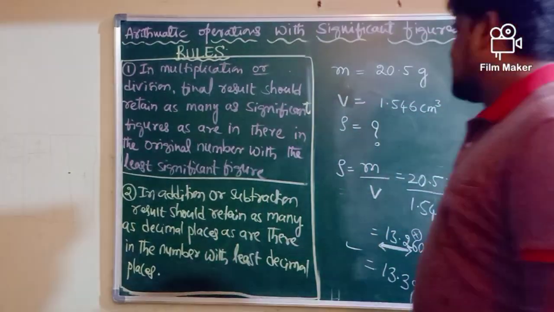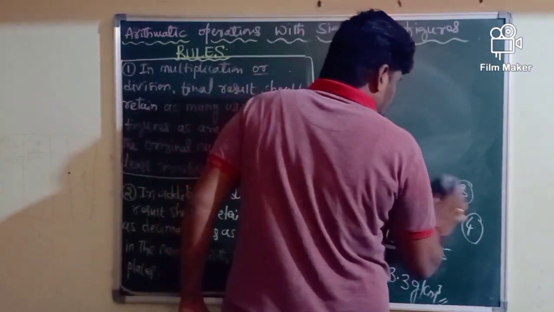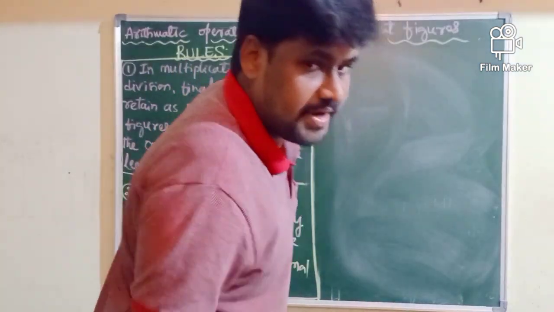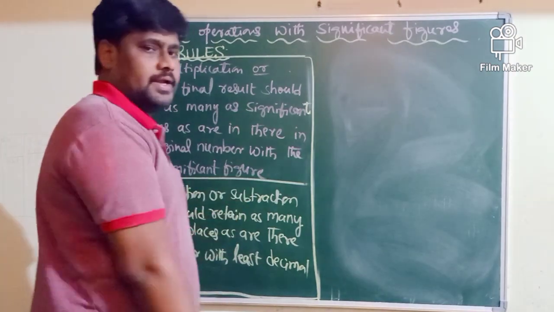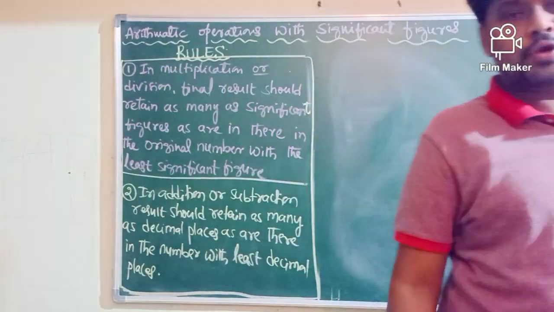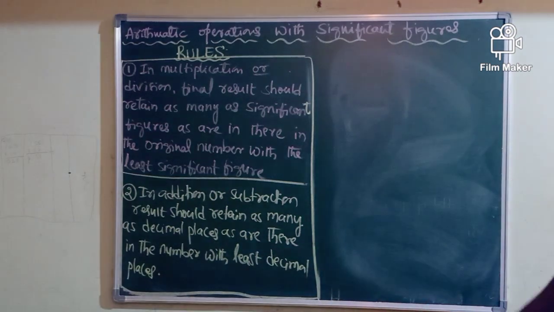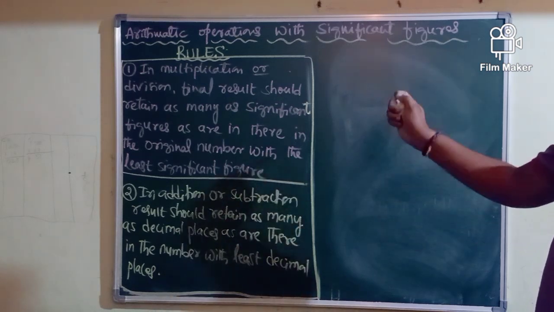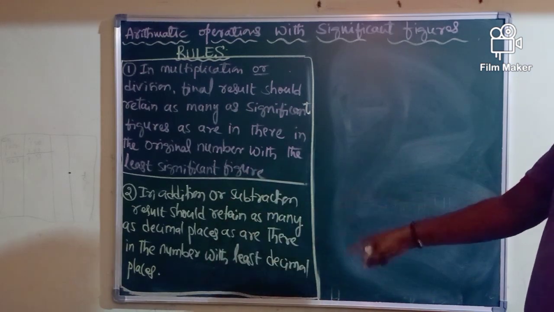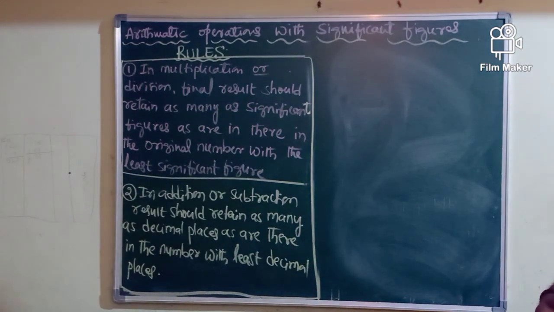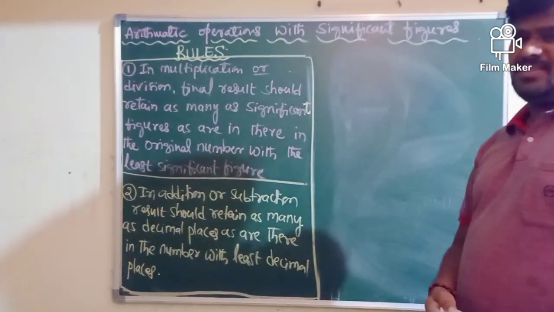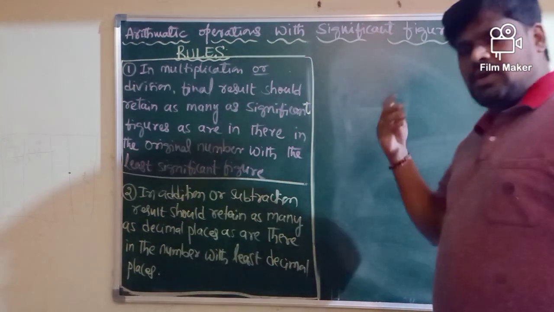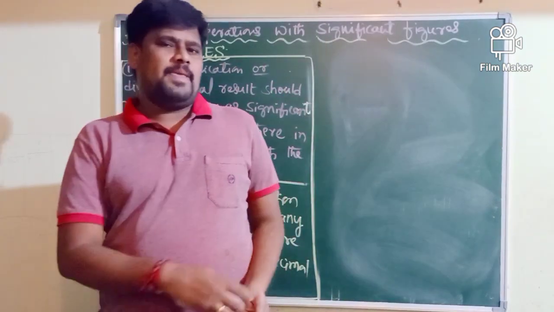Now I will go for the second rule. When you are adding or subtracting the numbers of measurements, go through the rule there. In addition or subtraction, the result should retain as many decimal places as are there in the number with the least decimal places. It's very tough to understand the sentence which is given in your NCERT textbook. I will let you know by giving a simple example here.